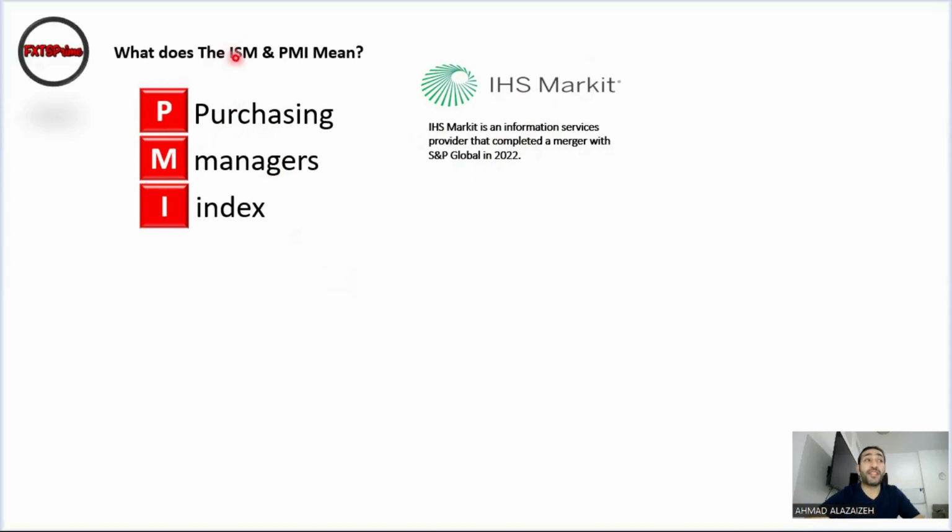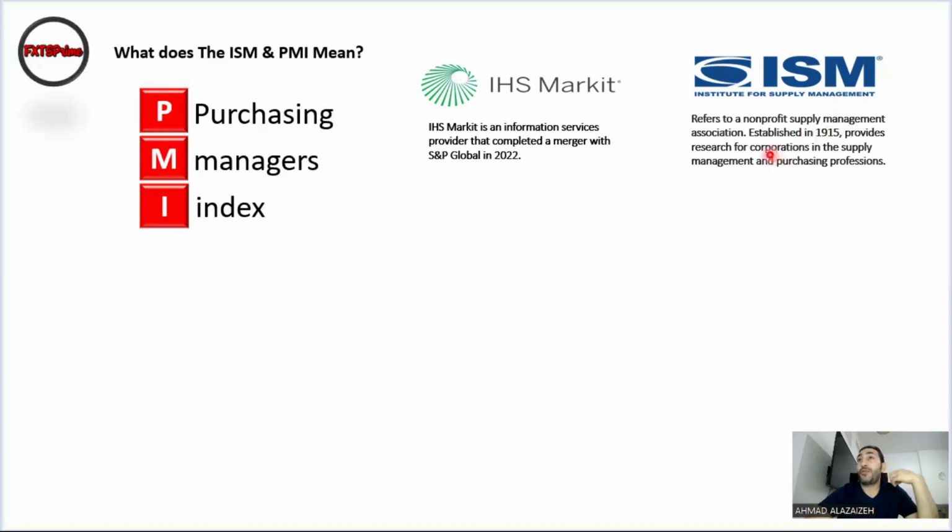However, what does ISM mean? ISM means the Institute for Supply Management. It's an institute and also a source for the information, research and development. ISM refers to a non-profit supply management association which was established in 1915 and provides research for corporations in the supply management and purchasing professions. Those people are located in the US.